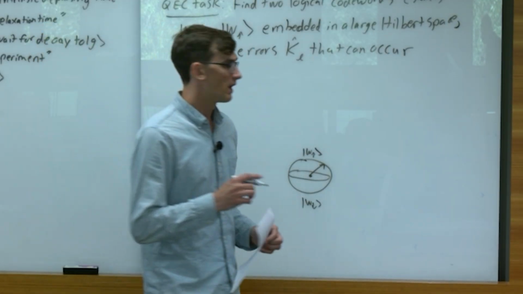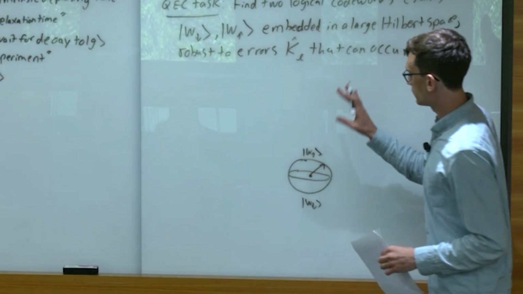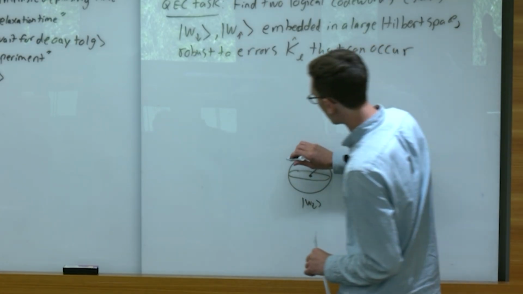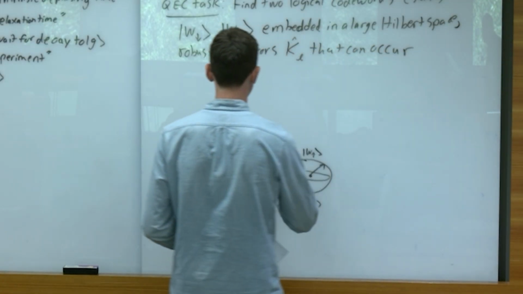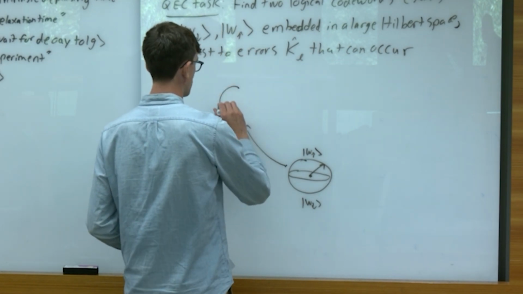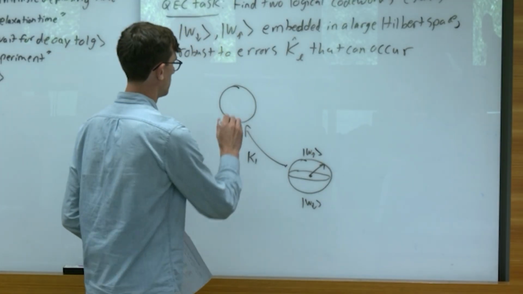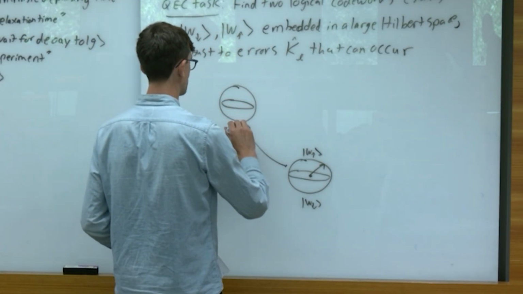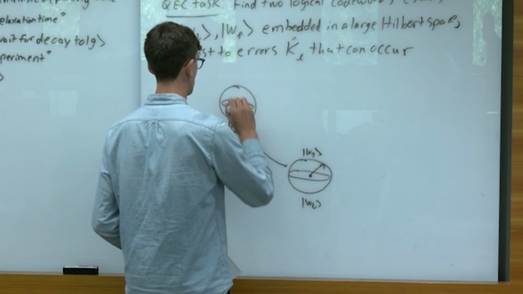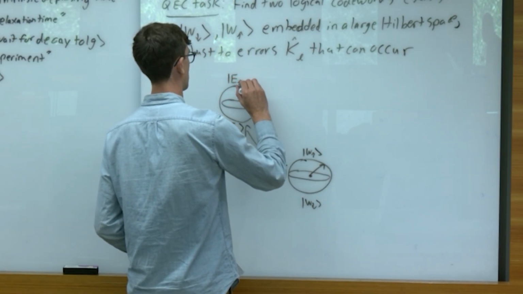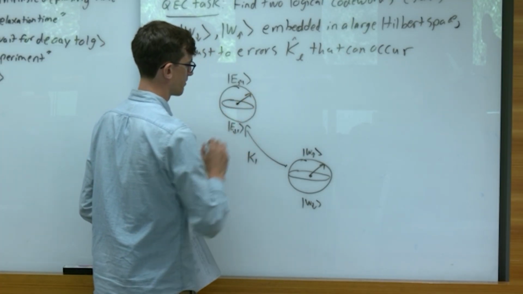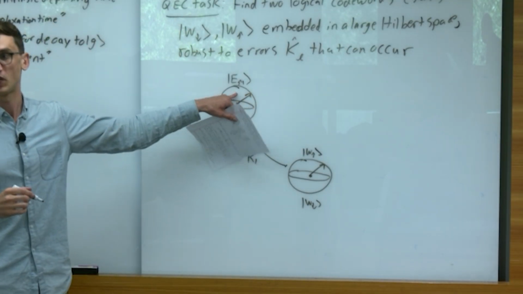What I want to do is engineer these states such that if an error occurs, say K0 or K1, that takes me to a totally different Bloch sphere described by different states, which I'll call E down 1 and E up 1, but where the polarization of my Bloch vector is unchanged, right?